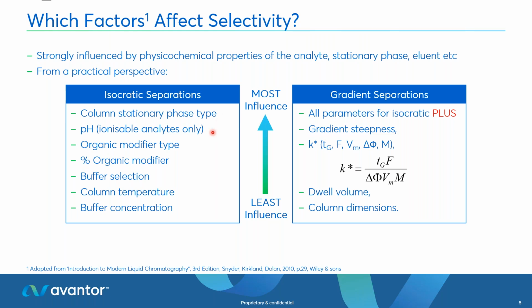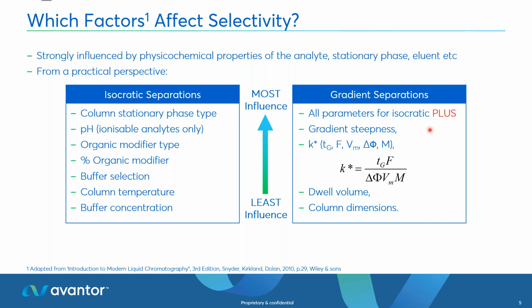If you've got ionizable analytes, pH is really important. That's going to have a massive influence. Most of us will have ionizable compounds in that mixture. Then you've got the modifier, so the organic modifier, the type and the percentage. You've got which buffer you choose, what temperature you choose, and also how much buffer.